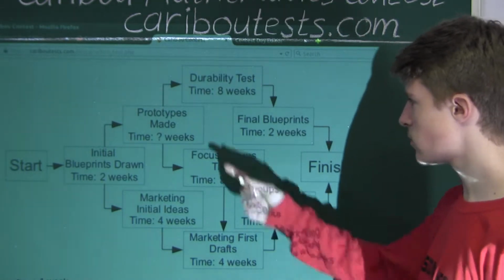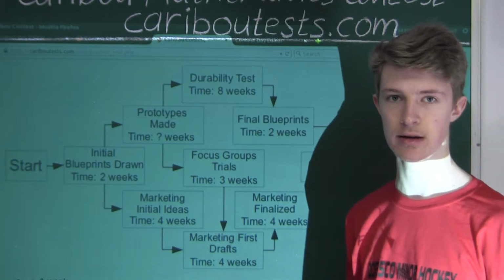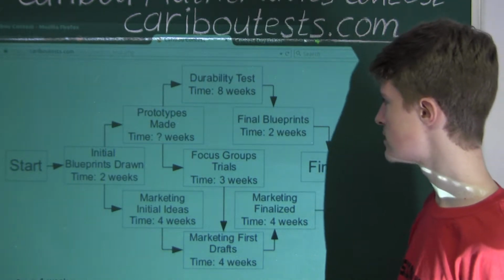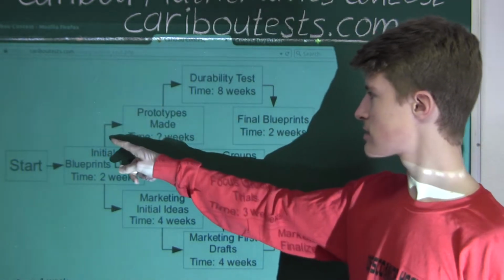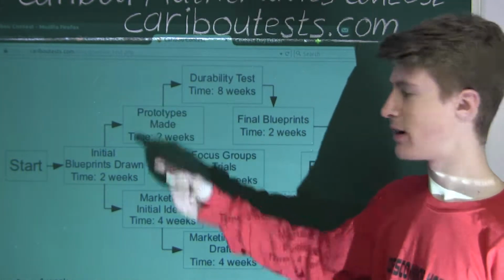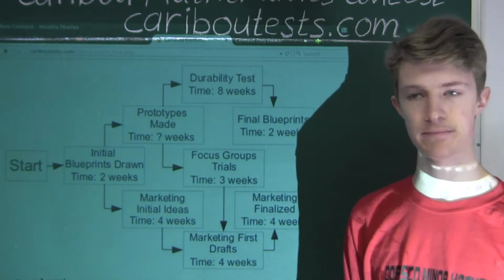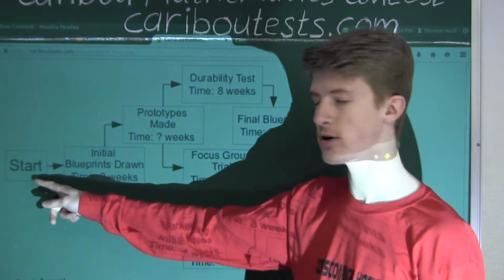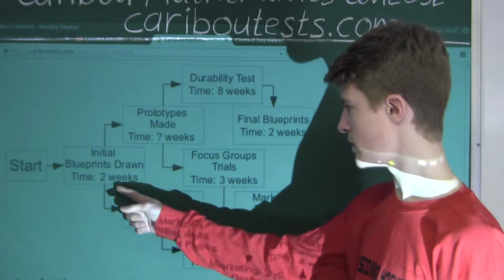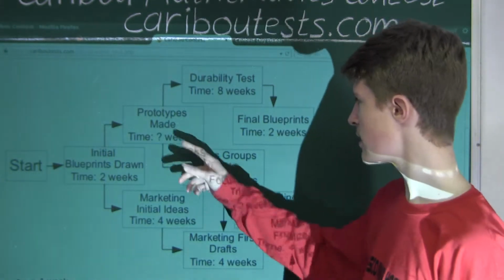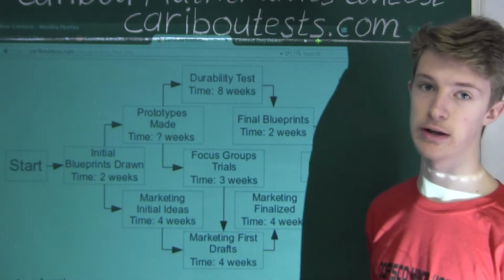Okay, so what we want to find out is the maximum amount of time that prototypes made can take. And we will take the difference of the latest finish time and the earliest start time to find that out. So let's look at the earliest start time. At the start is 0, and the first step is initial blueprints, which takes 2 weeks. So the earliest start time for prototypes made is 2 weeks.